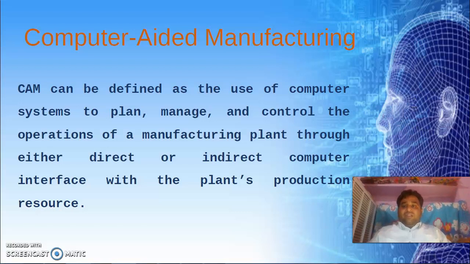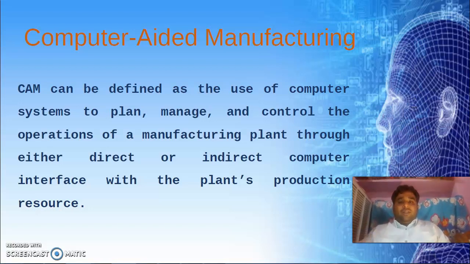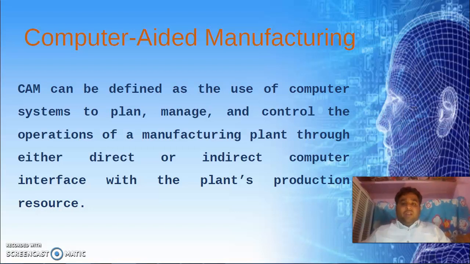So in general, CAM can be defined as the use of computer systems to plan, manage and control the operations of a manufacturing plant through either direct or indirect computer interface with the plant production resources. If you would like to manufacture anything, for example a tapered bar, with the help of computer aided manufacturing tools, let us say Mastercam.